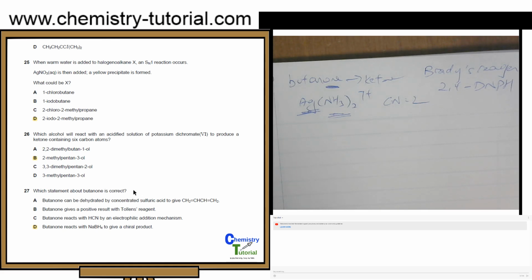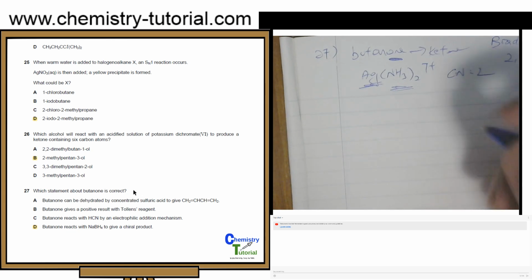Now, for option C, butanone reacts with HCN. That's possible, but it proceeds via a mechanism called nucleophilic addition and not electrophilic addition. Electrophilic addition is for alkenes. So C is out. For butanone to react with sodium borohydride, that's possible because it can get reduced. In fact, butanone, being a carbonyl, can get reduced by hydrogen gas, lithium aluminium hydride, sodium borohydride, and so on and so forth. But let's check.